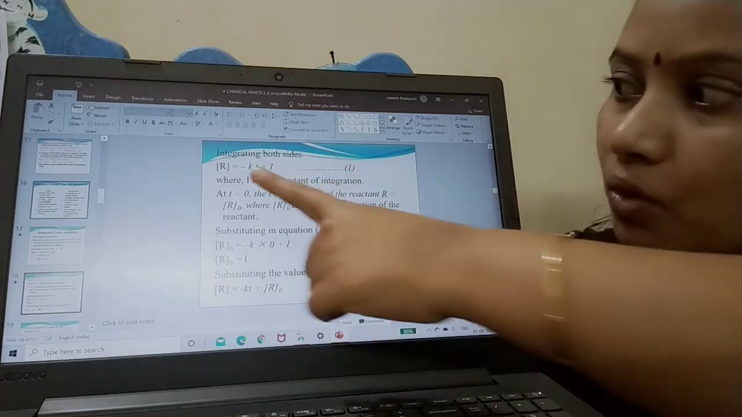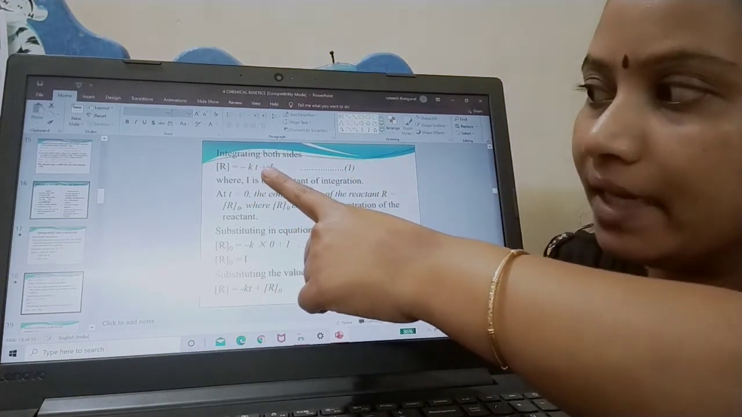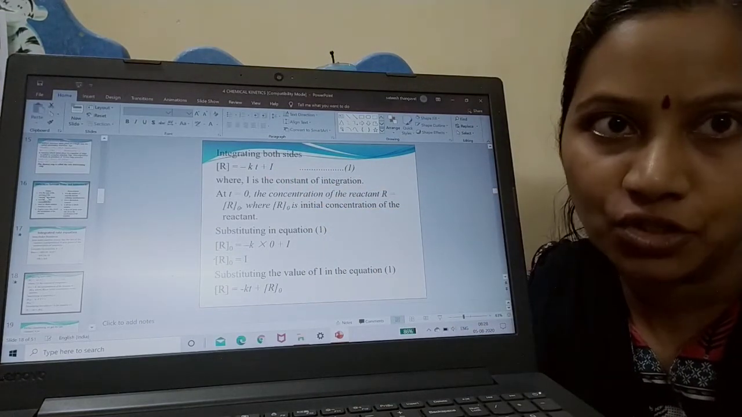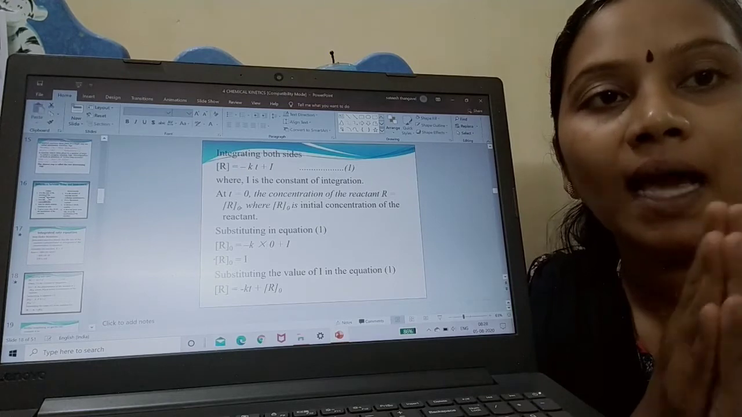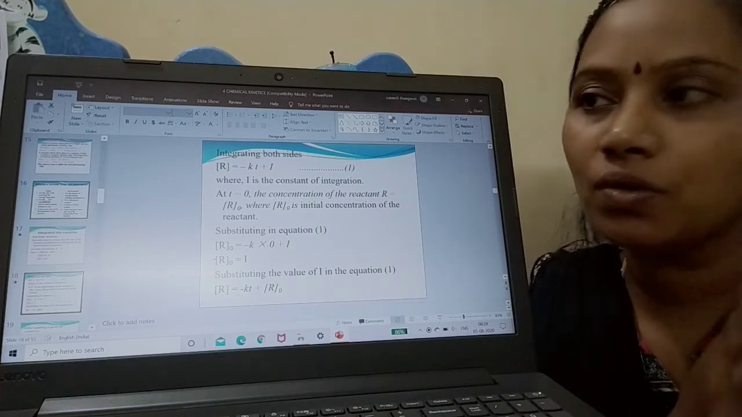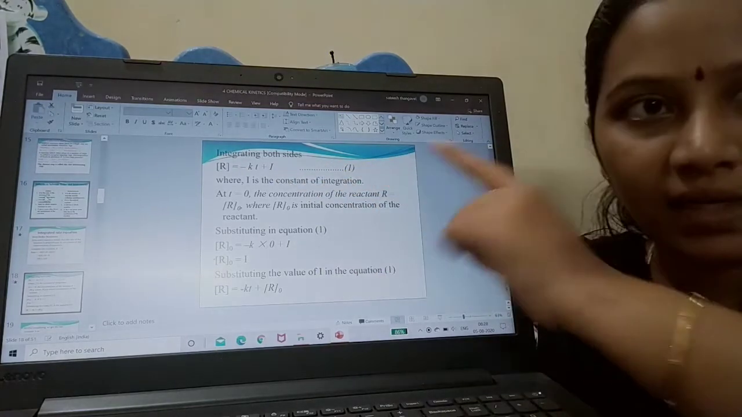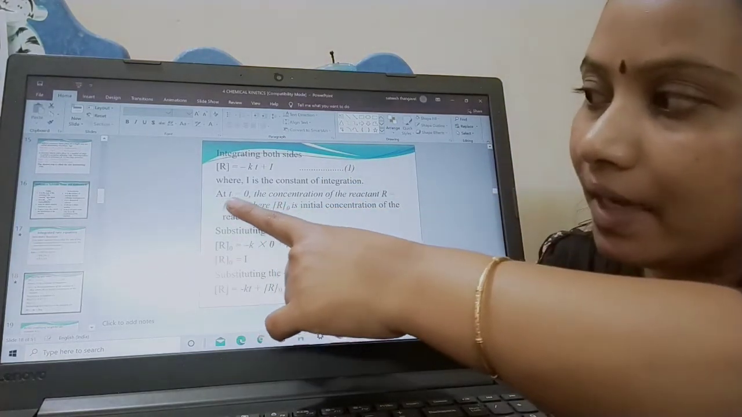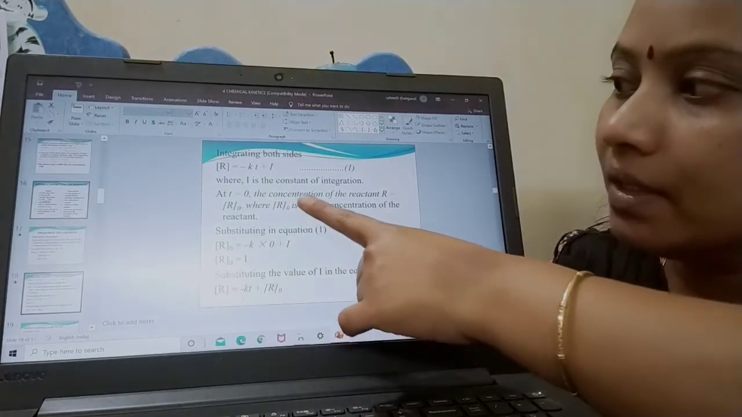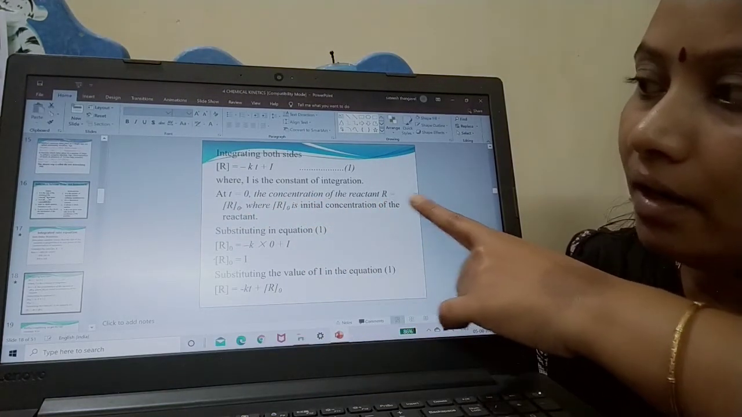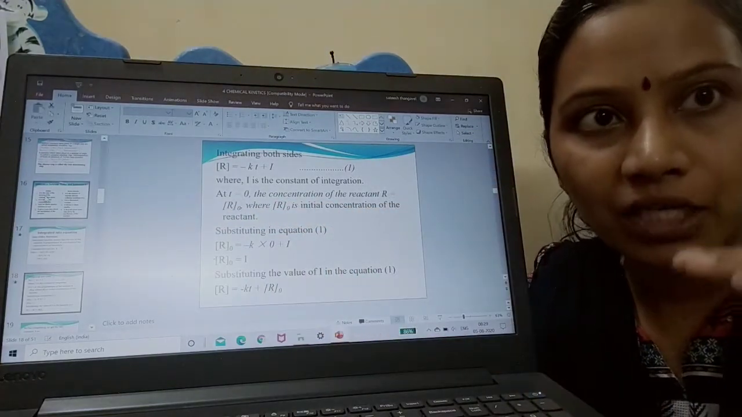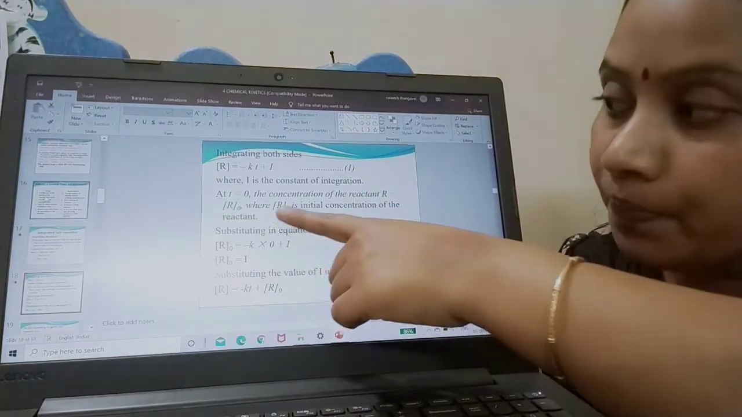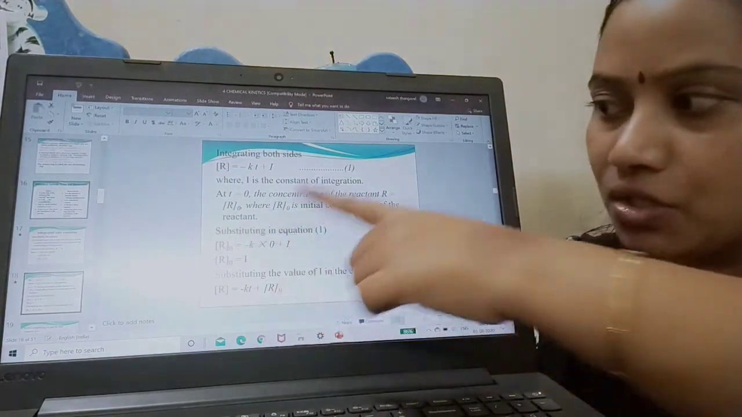So what happens? Concentration R is equal to minus Kt, and I am introducing a constant I. This is called the constant of integration, because I have integrated the equation. Now when the time t is equal to 0, the concentration of reactant R is equal to R₀. At the initial stage, at time 0, what is the concentration of reactant R? It is R₀, which is nothing but the initial concentration of the reactant.